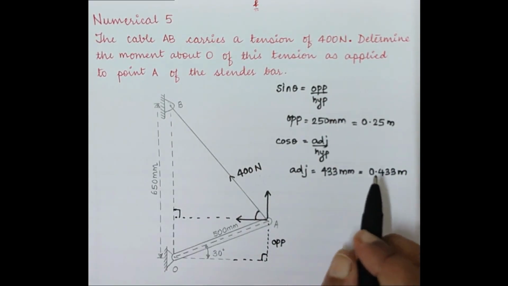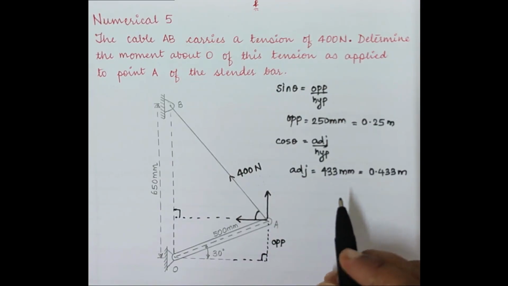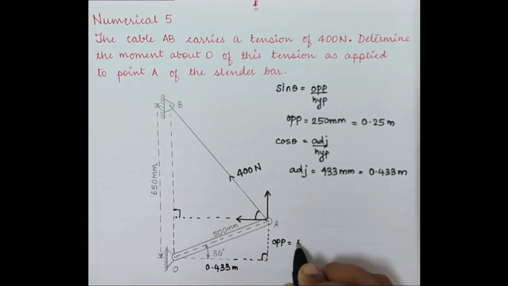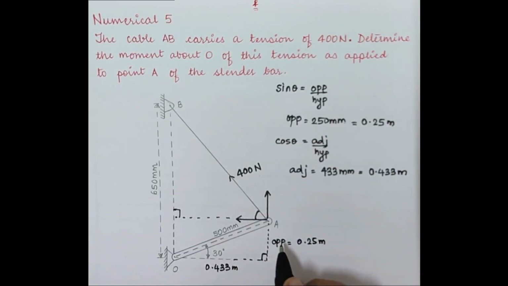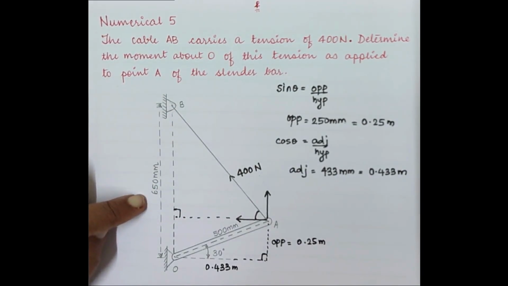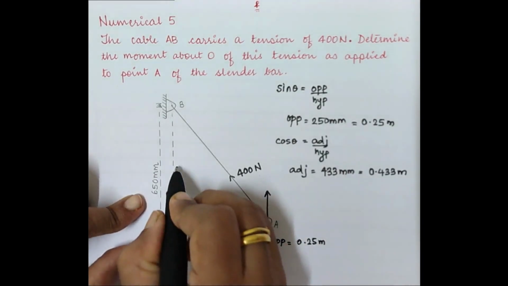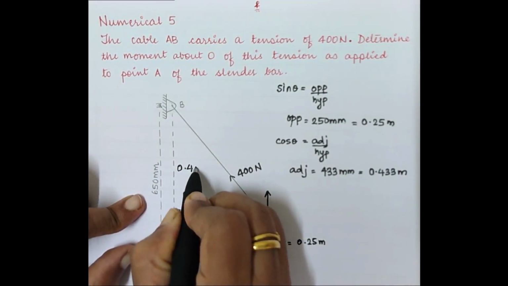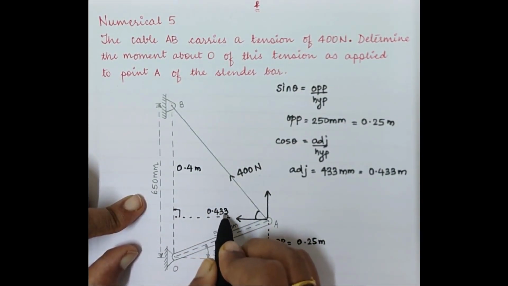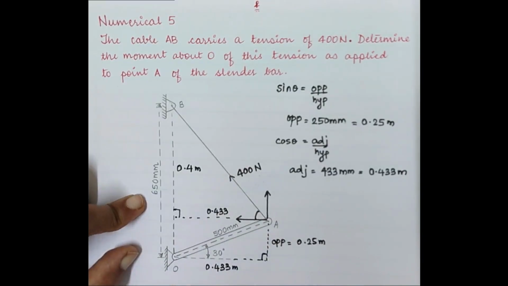Now, since we have already calculated the distances, that is this distance comes out to be 0.433 meters, and this distance opposite comes out to be 0.25 meters. Now, using this, we can calculate the remaining distance over here. That means 650 mm or 0.65 meters minus 0.25. This leaves us with 0.4 meters here and 0.433 meters as is down. We take the same distance over here.